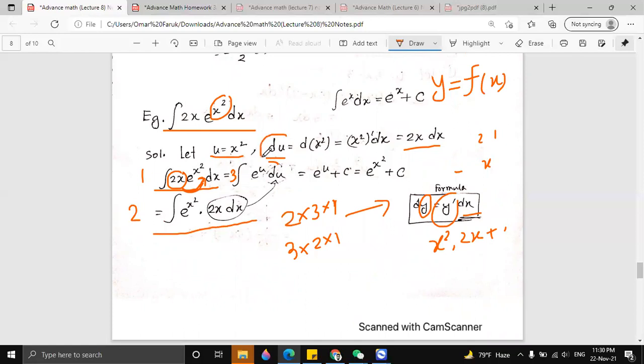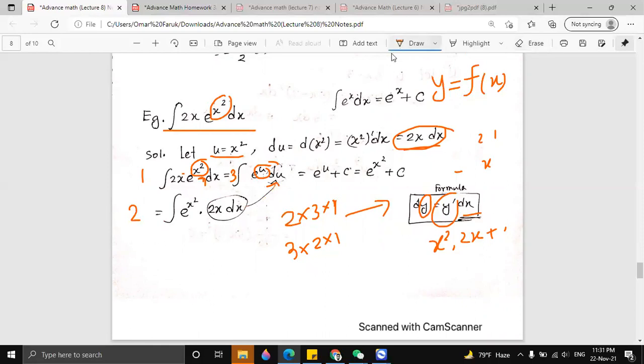And before that, we already calculated the value of 2x dx. So 2x dx is du, right? 2x dx is du. So we just substitute here du. And we let x square is equal to u, okay? Like before. We let x square is equal to u.